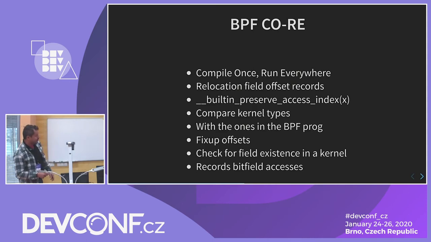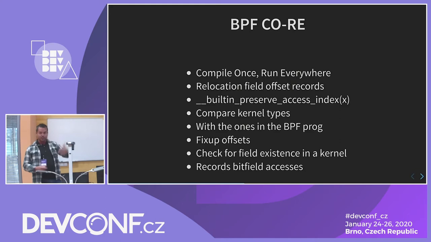So there's a feature that comes in Clang, which is __builtin_preserve_access_index, that initially you had to use in every access to data structures that you think could change from kernel to kernel. Of course, you would do a define, a macro, to have a shorter form, but it was cumbersome.